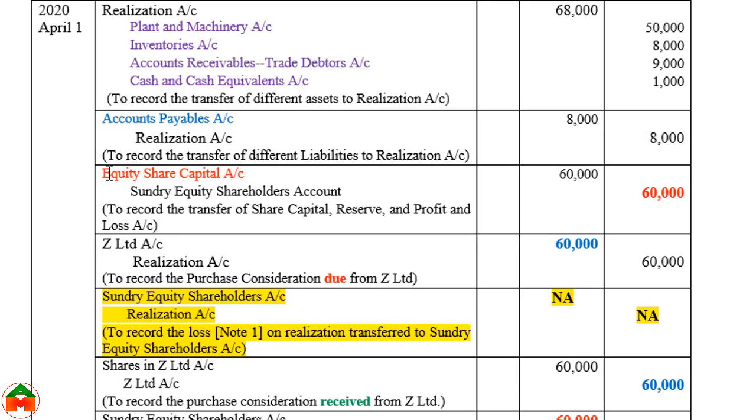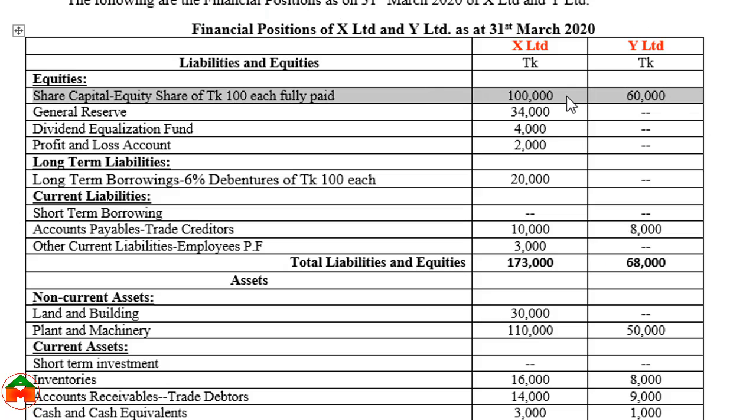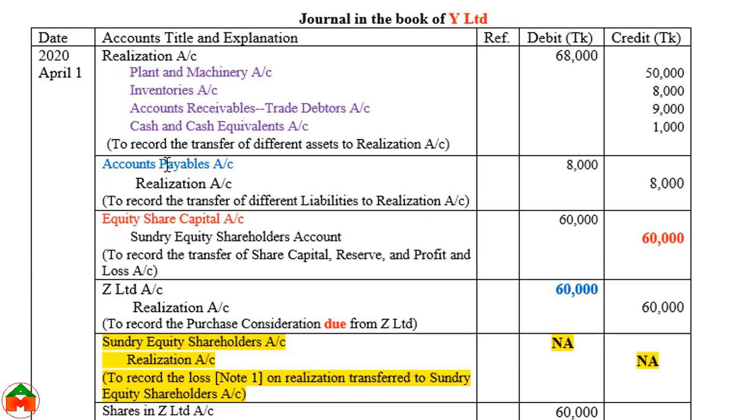After that, the equity items, there is only one equity item. Let's see the question. We can see Y Limited has only one equity item, that is called capital. That's why in the solution of journal entries, we have shown it in the debit side, taka 60,000. Equity capital is a credit item, but we are showing it here in the debit because this company will be removed. And in the credit side, we can see Sundry equity shareholders account 60,000.